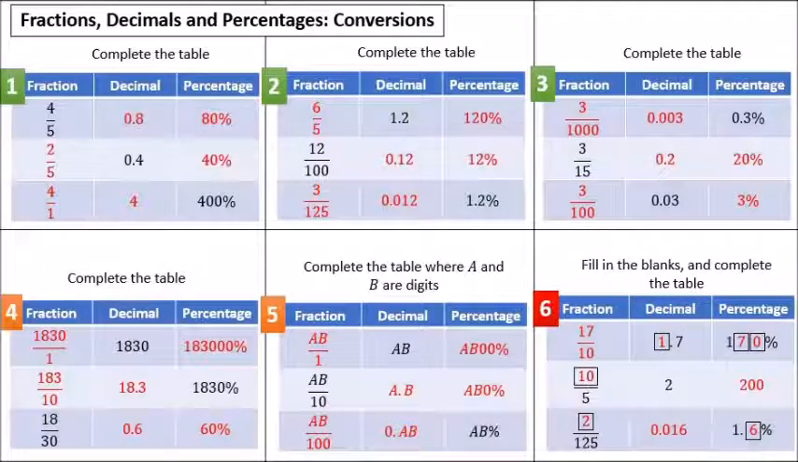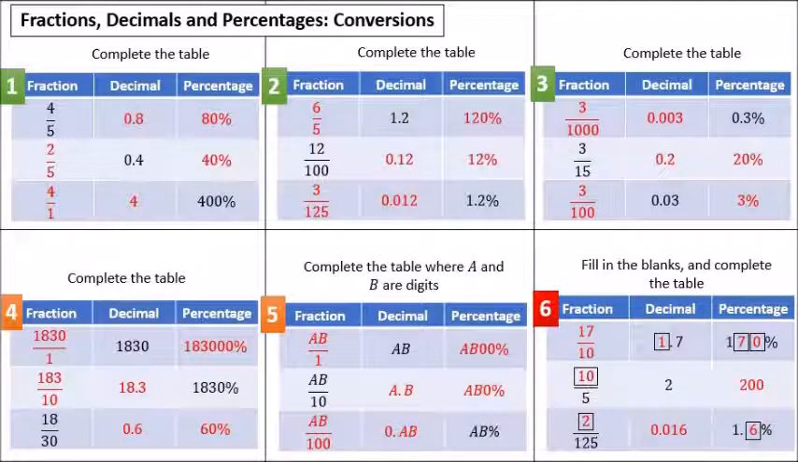Question 4, 1,830. You have to multiply that by 100 still to get the percentage, so you get 183,000%, which sounds odd, but it's still valid. And like I said before, any integer can be written as itself over 1, so 1,830 over 1. 1,830% if we divide that by 100, we get 18.3.